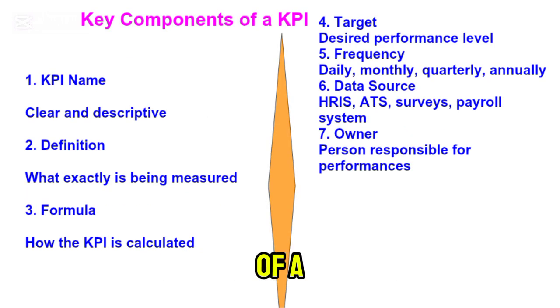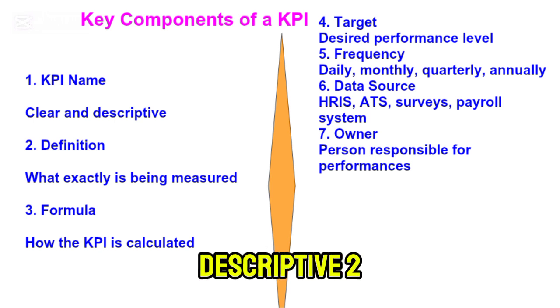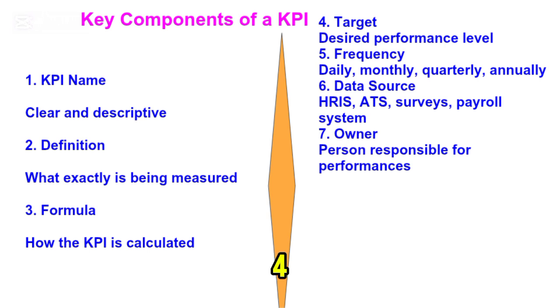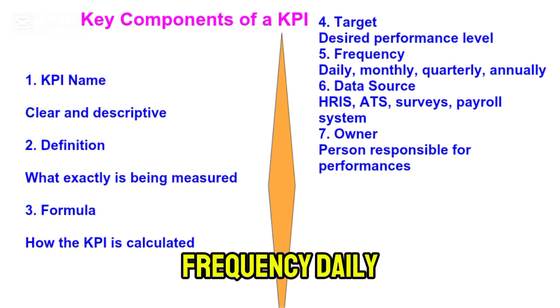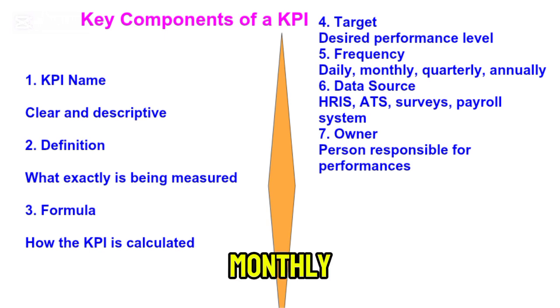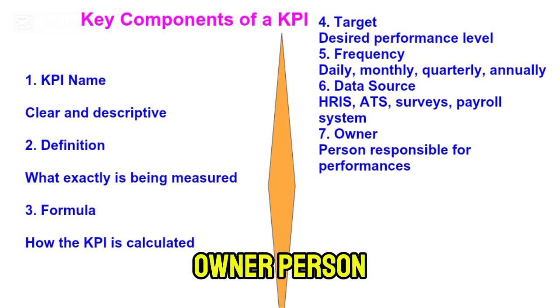Key components of a KPI. 1. KPI name. Clear and descriptive. 2. Definition. What exactly is being measured? 3. Formula. How the KPI is calculated. 4. Target. Desired performance level. 5. Frequency. Daily, monthly, quarterly, annually. 6. Data source. HRIS, ATS, surveys, payroll system. 7. Owner. Person responsible for performance.